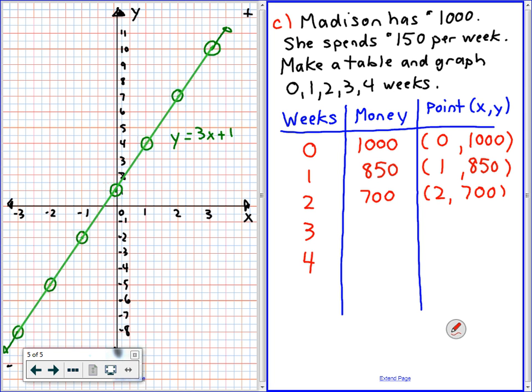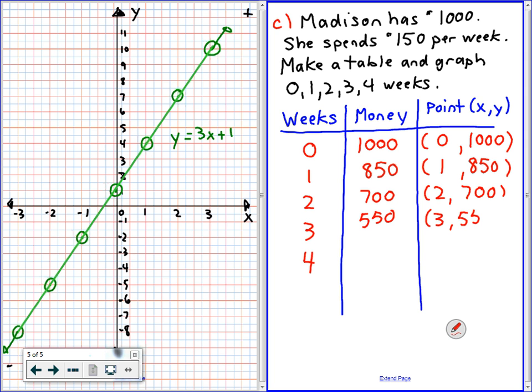Okay, so she had $700. After week 3, how much did she have, please? So she had $700 after 2 weeks. So how much is she going to have after 3 weeks, please? You're subtracting. We're losing 150 each time, right? 150, okay. Yeah, so you're losing, so she spends 1,000, she spends 150, so that's gone. She spends 150, that's gone. So the next one's going to be? 550, very good.